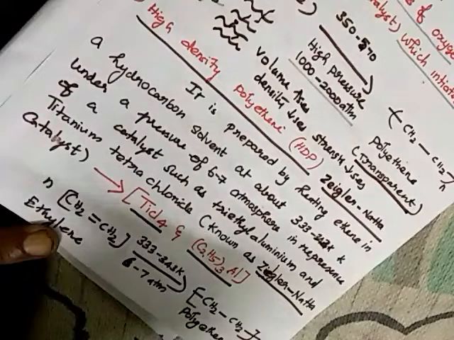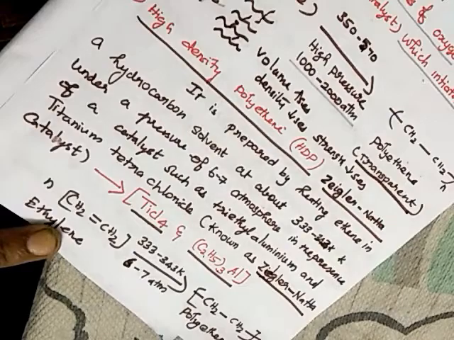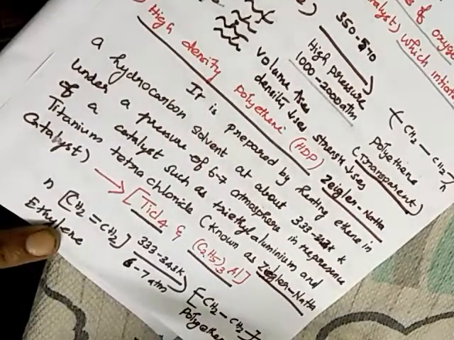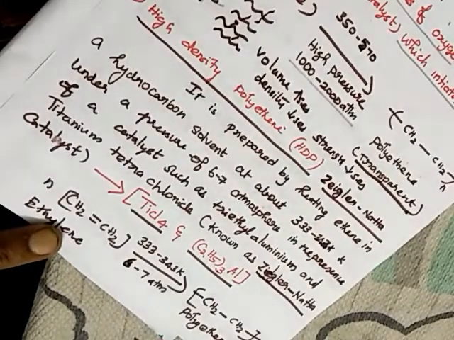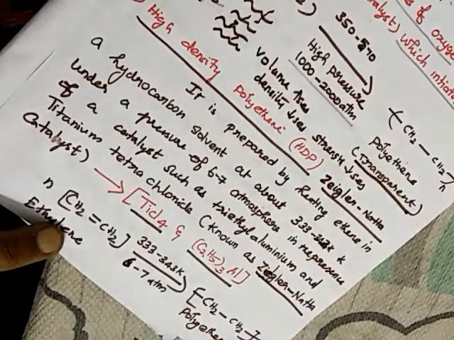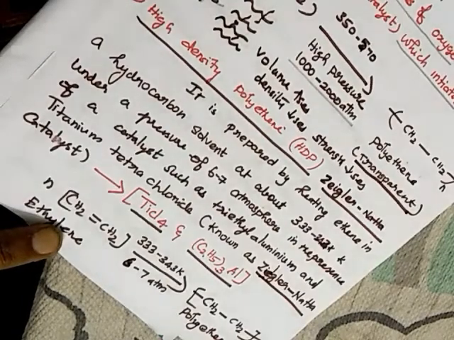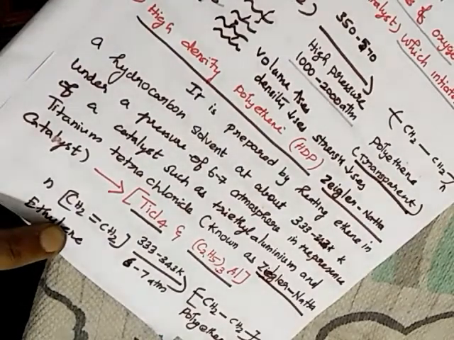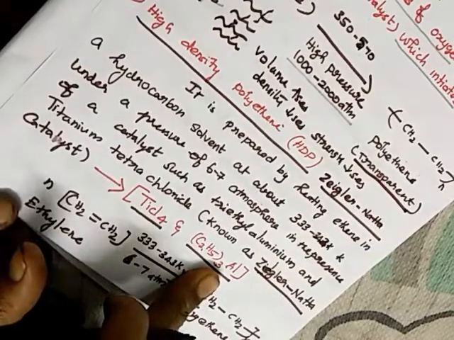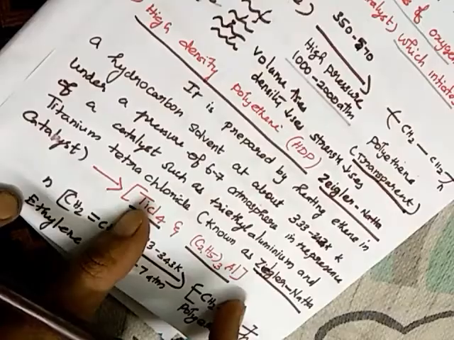Ziegler-Natta is a very, very important question. From the NEET point of view, they may ask what a Ziegler-Natta catalyst is. They will give different combinations like titanium tetrachloride plus triphenyl aluminium, trimethyl aluminium, triethyl aluminium, none of the above. Like this, they may ask a question, so you have to be very careful. Titanium tetrachloride, TiCl4, plus triethyl aluminium. These two in combination are said to be the Ziegler-Natta catalyst.